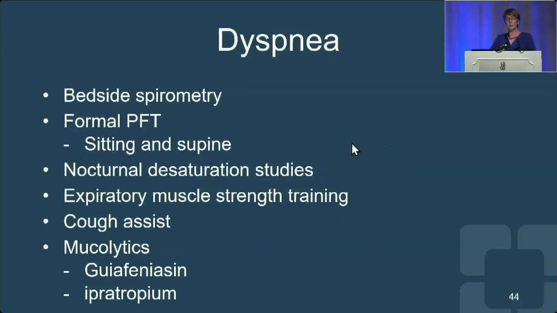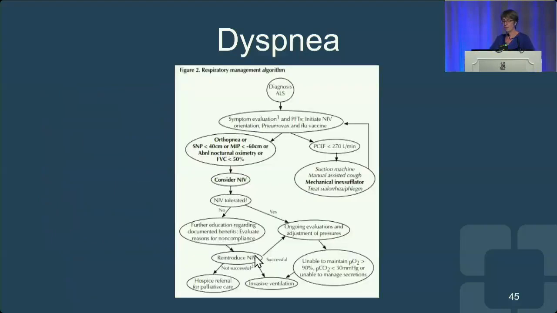For dyspnea, we're monitoring their bedside spirometry, doing formal pulmonary function tests. There are protocols for expiratory muscle strength training. It's a special device, kind of looks like a pickle, that you breathe into against a valve. That's been shown to help maintain the FVC for a little bit longer. Also seems to help with preserving swallowing function. Cough assist devices can be helpful when it comes to clearing some of the secretions when you've got that shortness of breath, and then mucolytics can be helpful as well.